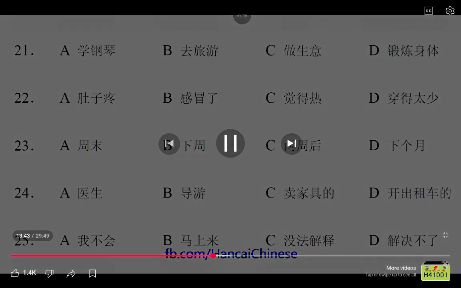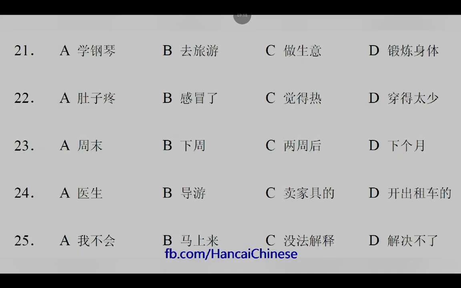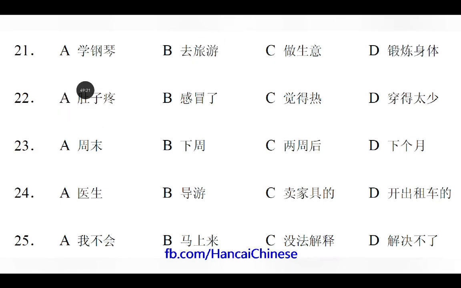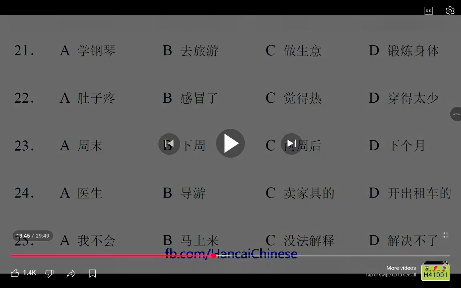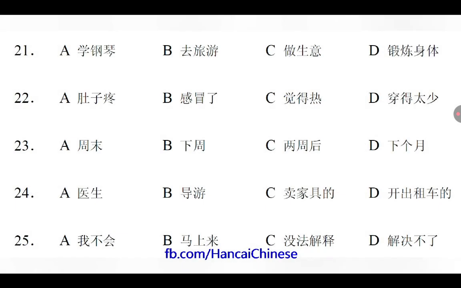Okay, now read the options for question 22. The first option is 肚子疼. Pain, where? 肚子疼. Option B is 感冒. C is hot. And D is 穿得太少, wear too little, or wear few clothes. Now listen for these words in the audio.